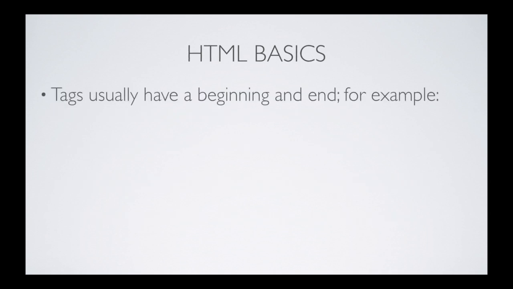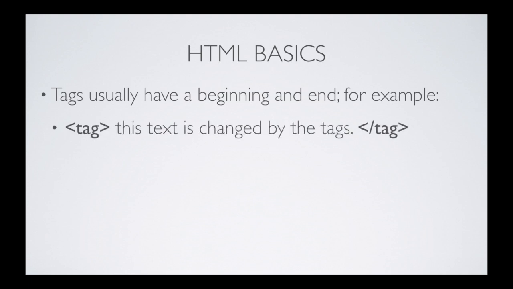A few more points. Tags usually have a beginning and an end tag. For example, you'll have a regular tag at the beginning, and then you'll have an ending tag at the end. As you recall, when you saw me make the page, the ending tag begins with a slash before the actual command. The text which is in between the tags is changed by the tags. So if this tag was to make the text red, for example, then only the text between the two tags would become red.